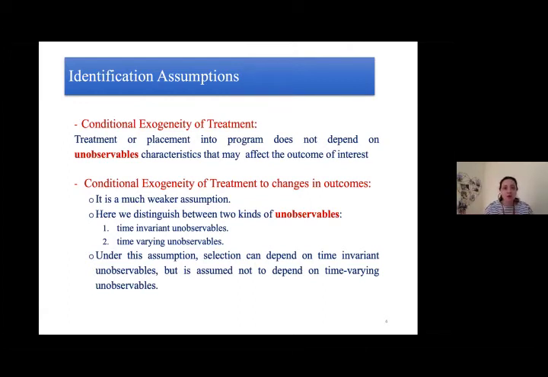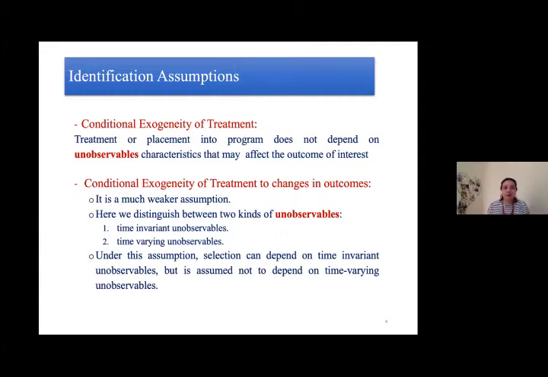So we have this weaker assumption, which is the conditional exogeneity of treatment to changes in outcome, where we assume that we have unobserved characteristics. These unobservable characteristics affect the selection into the program or the fact of being treated. However, we'll distinguish between two types of unobservables. Things that I cannot observe but also will not change over time, and things that I cannot observe but can change over time. And under this assumption, we'll assume that the selection is based on unobservables that are time invariant.